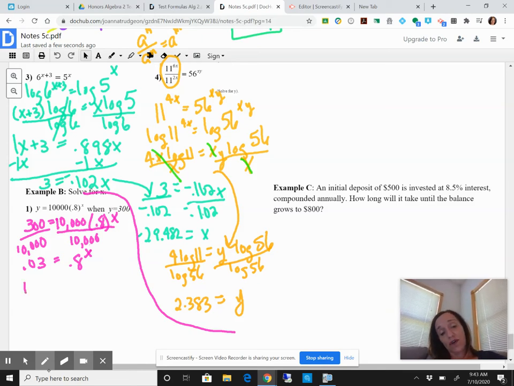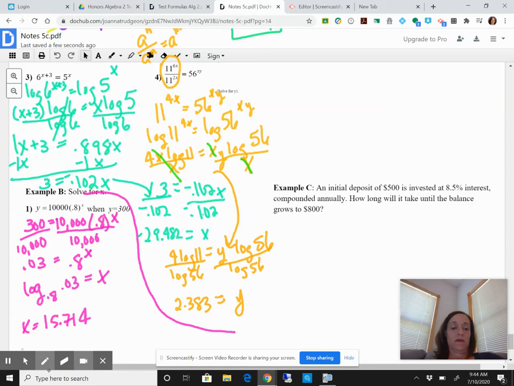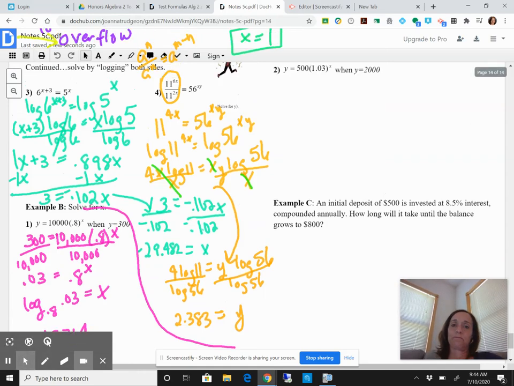I'm going to write the word log, and then the base, 0.8, 0.03 equals x. If you have a TI-83, you need to use the change of base property. Otherwise, you can just type that into your calculator, doing the math, and then up 2 or 3, depending on your calculator. You get x equals 15.717. Okay.